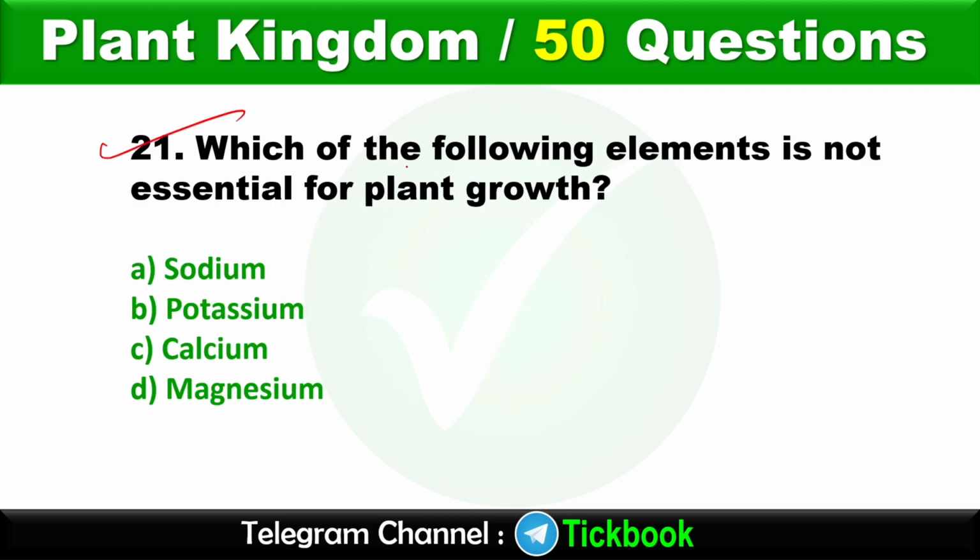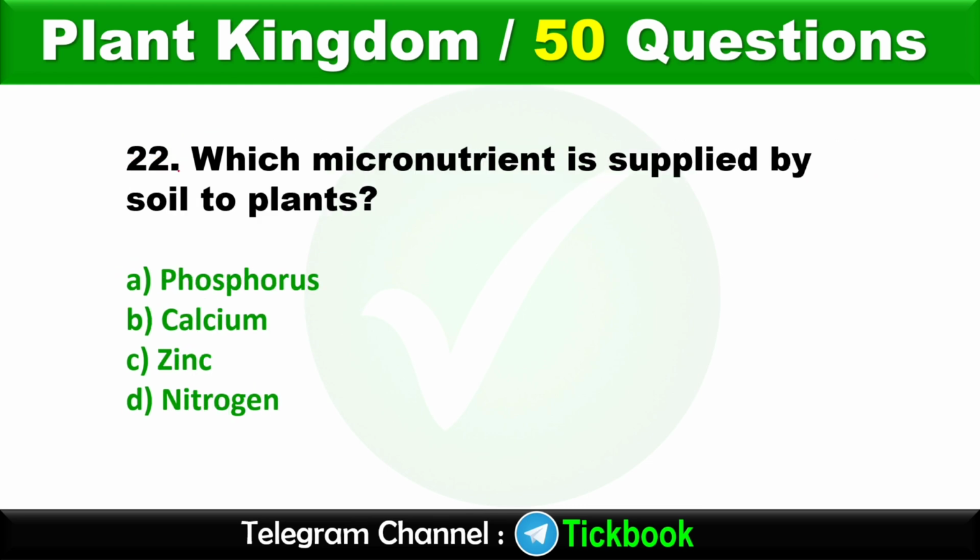Question number 21. Which of the following elements is not essential for plant growth? Option number A, sodium.